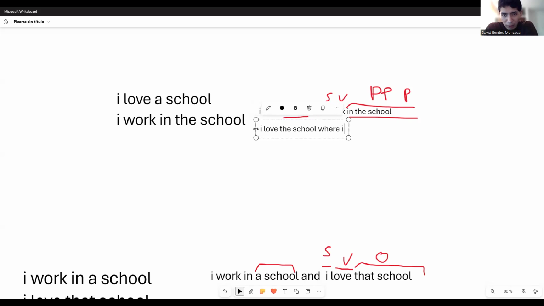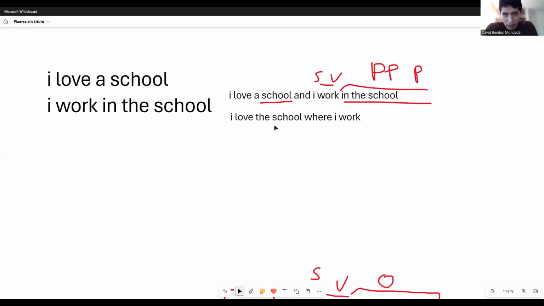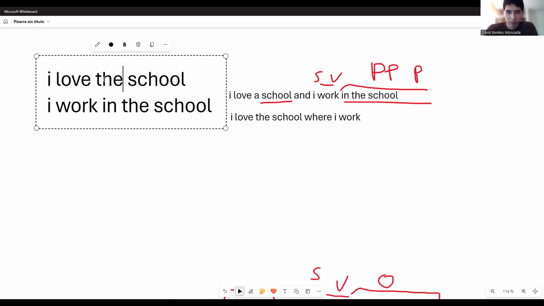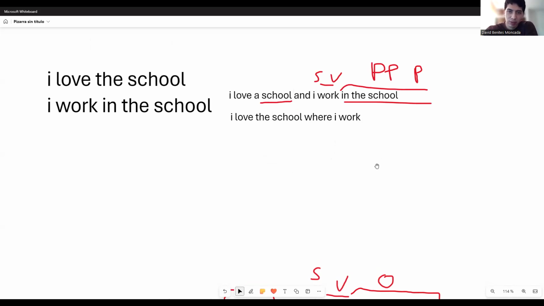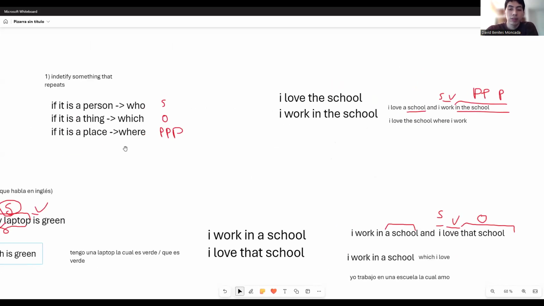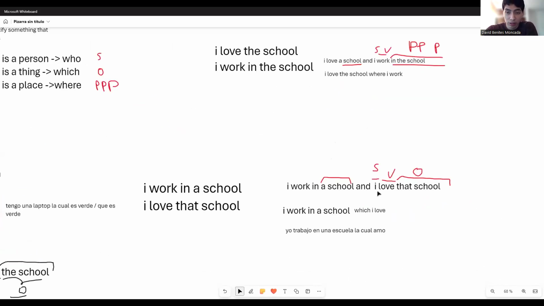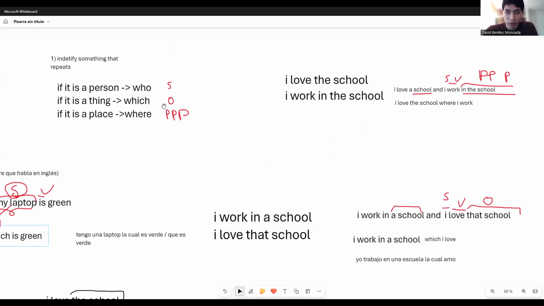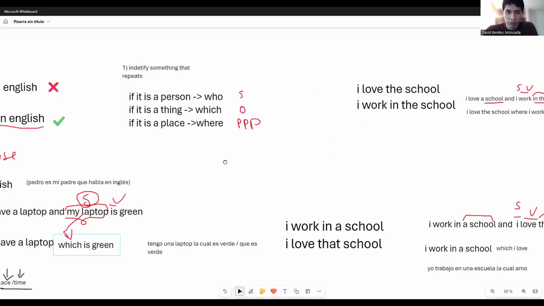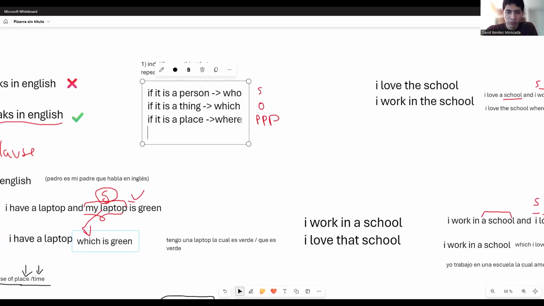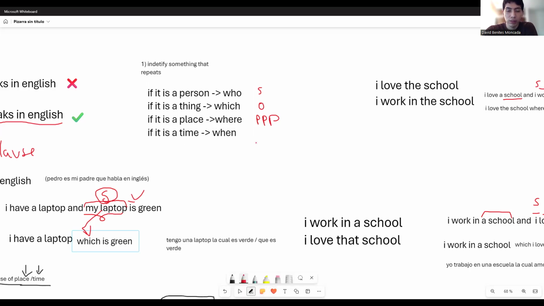I love the school where I work. You see, I love the school where I work. So when you have the prepositional phrase of place, you use where. But if it is an object, you use which. And if it is time, you say when, because it would be a prepositional phrase of time.